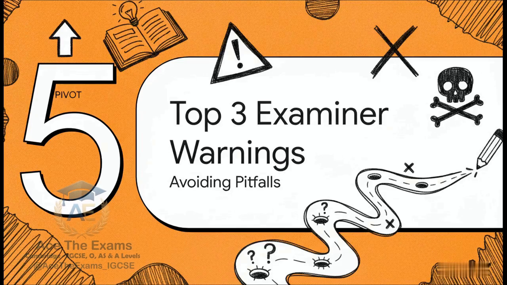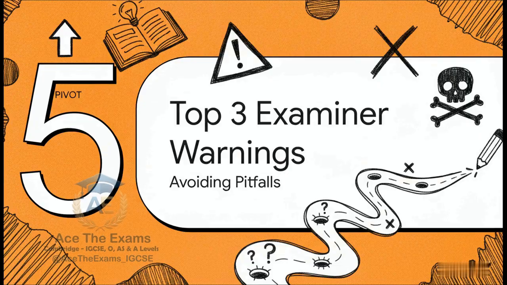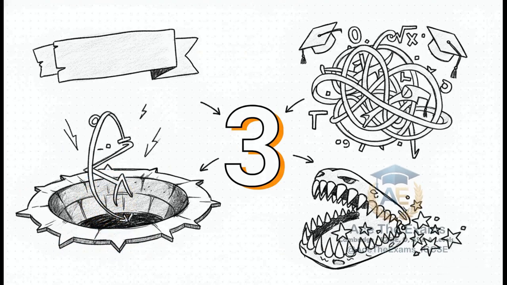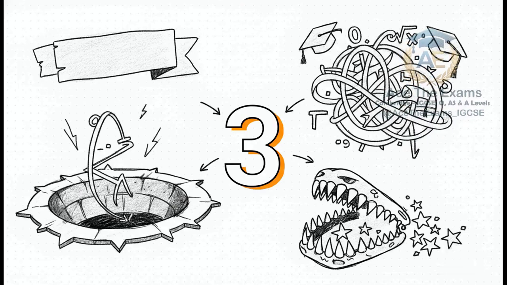All right, let's head into Section 5, Top 3 Examiner Warnings, Avoiding Common Pitfalls. I want you to pay very close attention here. There are exactly three massive, recurring mistakes that the principal examiner reports explicitly warn candidates against every single year. These are the brutal traps that cost otherwise brilliant, hard-working students their top grades.